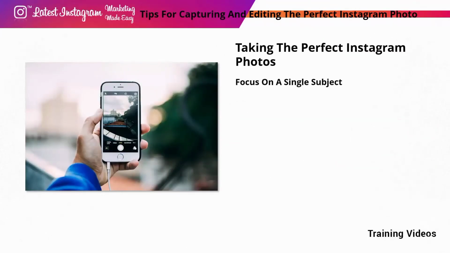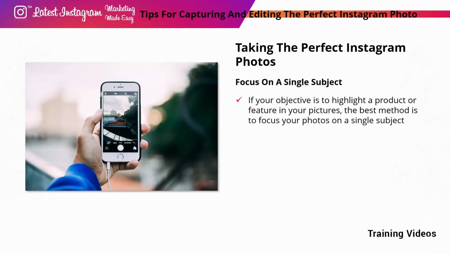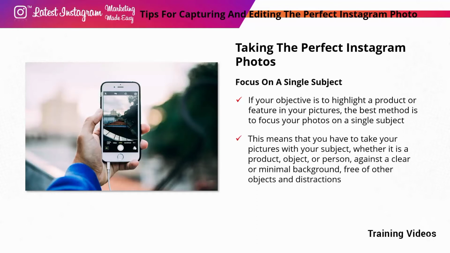Focus on a single subject. If your objective is to highlight a product or feature in your pictures, the best method is to focus your photos on a single subject. This means that you have to take your pictures with your subject, whether it is a product, object, or person, against a clear or minimal background, free of other objects and distractions.